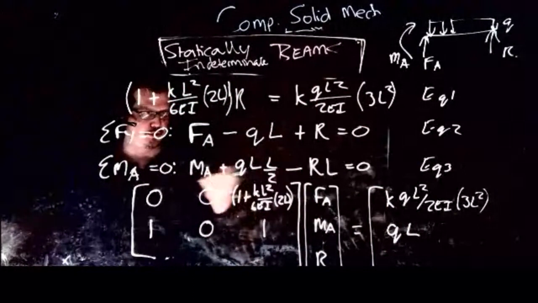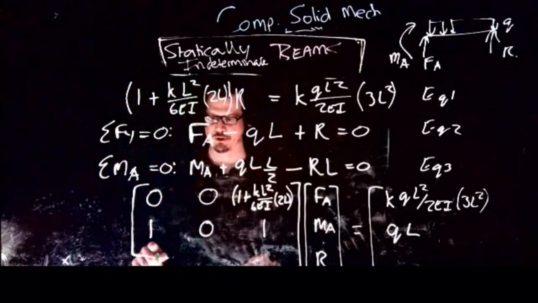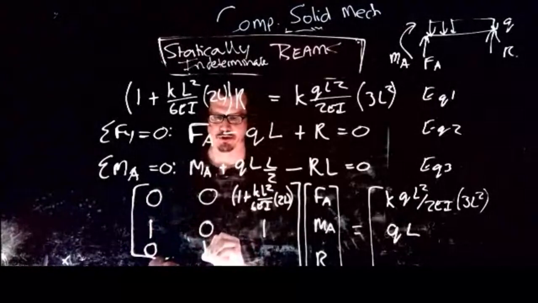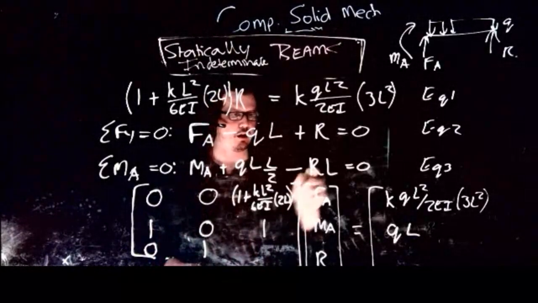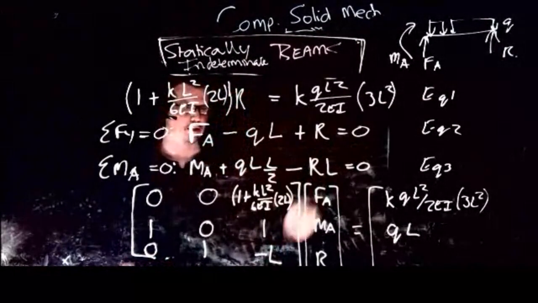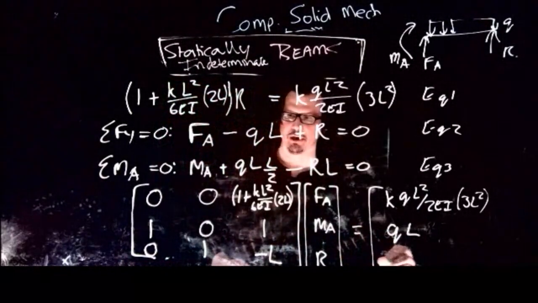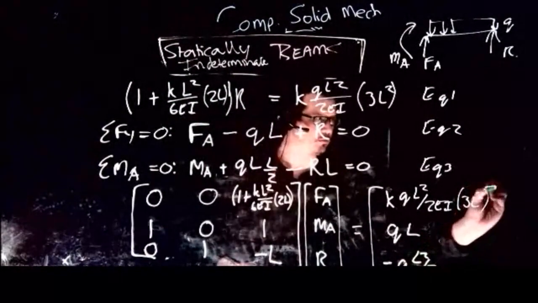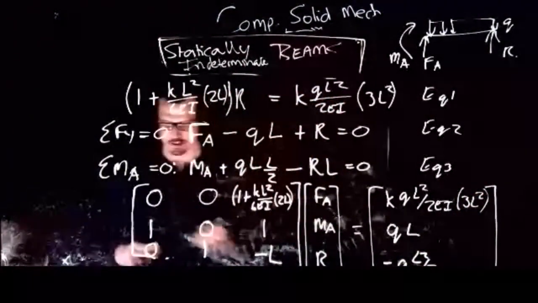And then the last equation is this. For this last one, there's no F, so the coefficient for F is 0. M's coefficient is 1, second column. R's coefficient is minus L. And then I can take that toward that side, and that becomes minus QL squared over 2. And there's a system of equations that I can solve.